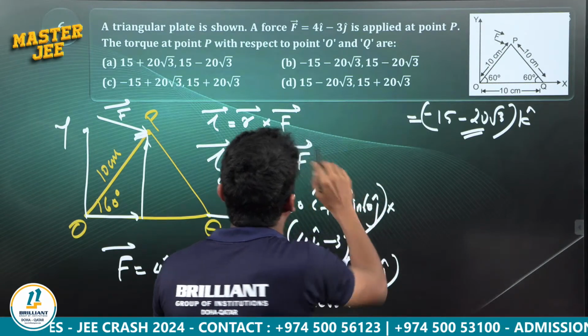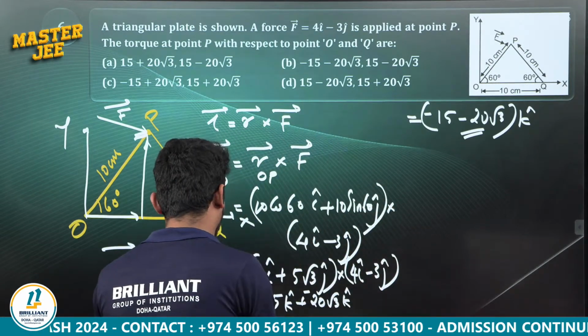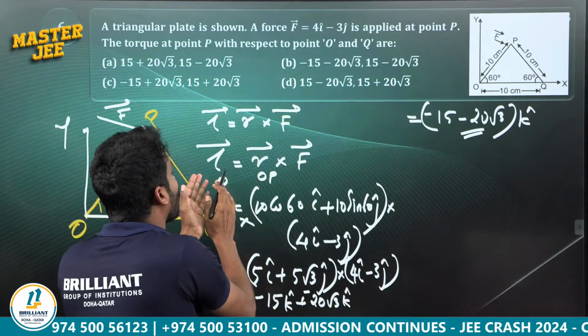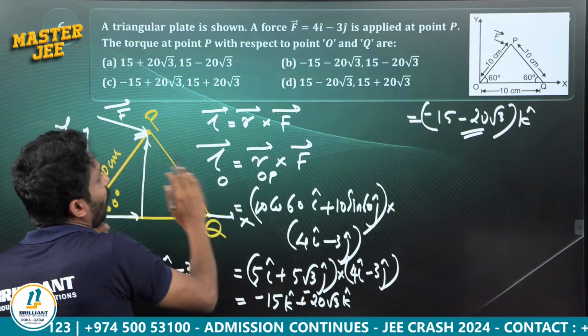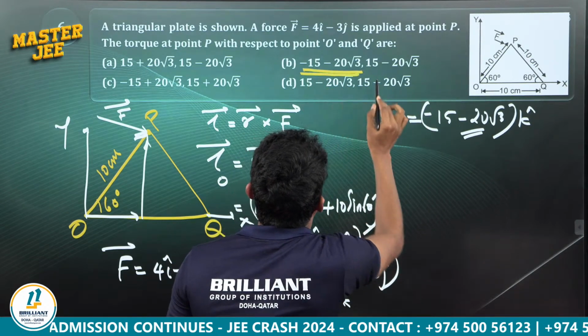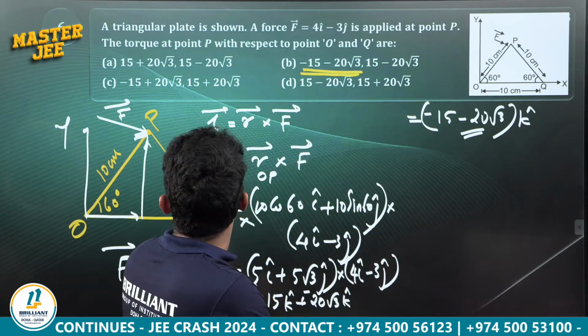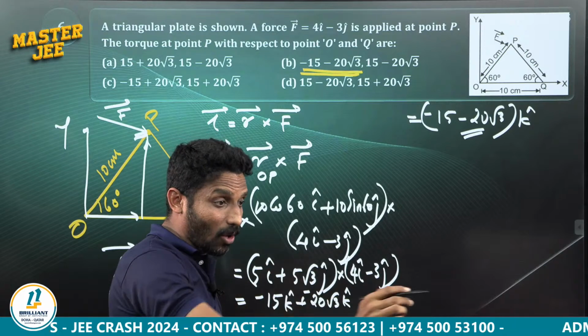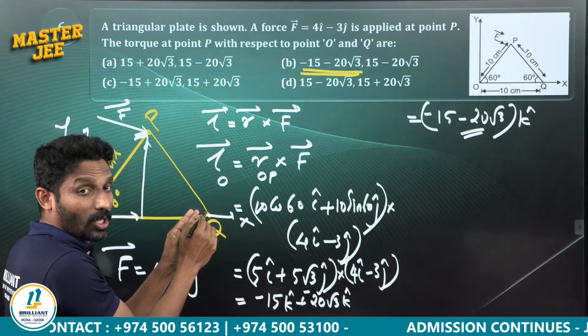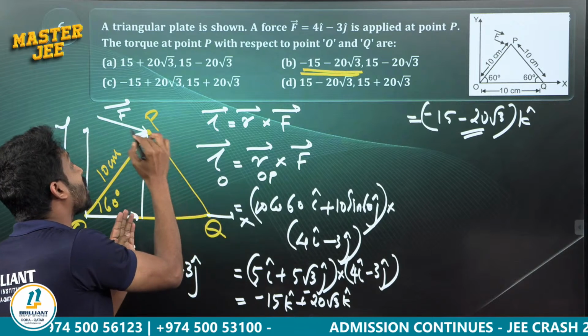See, for this question I think you should answer option B only, because in the first answer, about the torque about the point O, this is minus 15 minus 20 root 3. This is the only option in which minus 15 minus 20 root 3 is there. And we can also find out the torque about Q. What about the torque about Q? That is this position vector cross F.